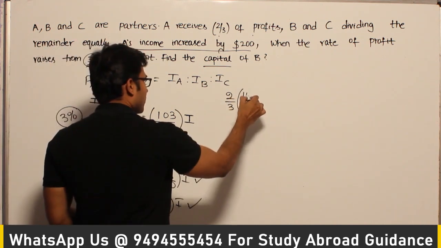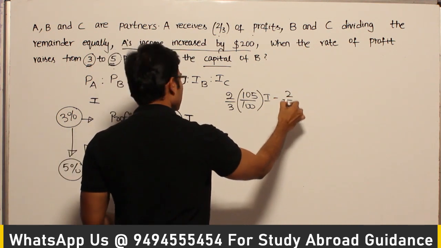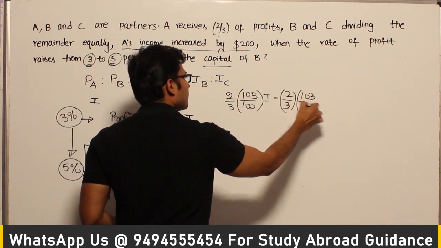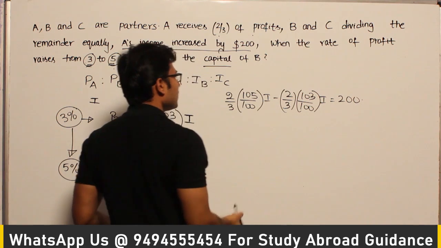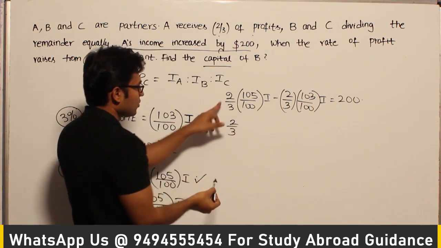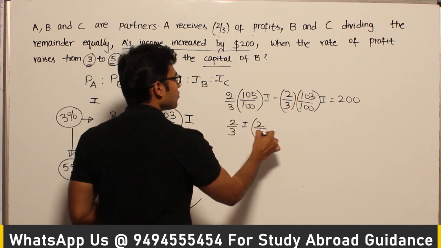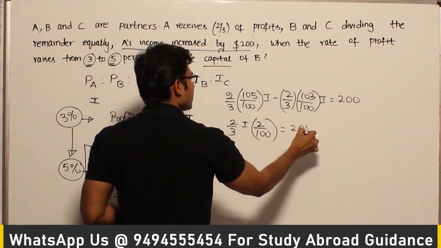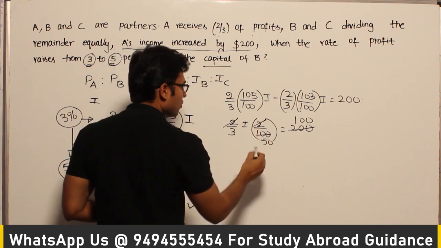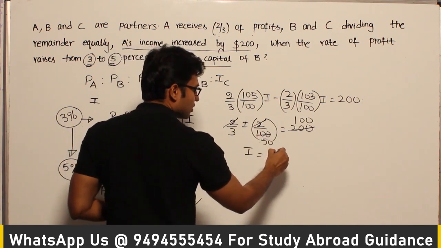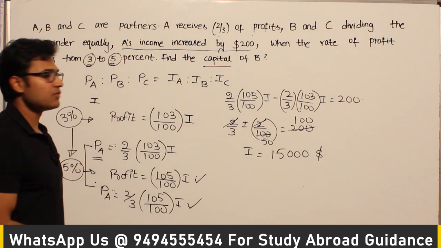2/3 into 105 by 100 into I minus 2/3 into 103 by 100 into I is equal to $200, right? Now you can write like this. If I pull out 2/3 into I as common, then 105 minus 103 by 100, which is nothing but 2/100, is equal to $200, right? So it is 100 and it is 50. So the total initial investment is going to be $15,000.